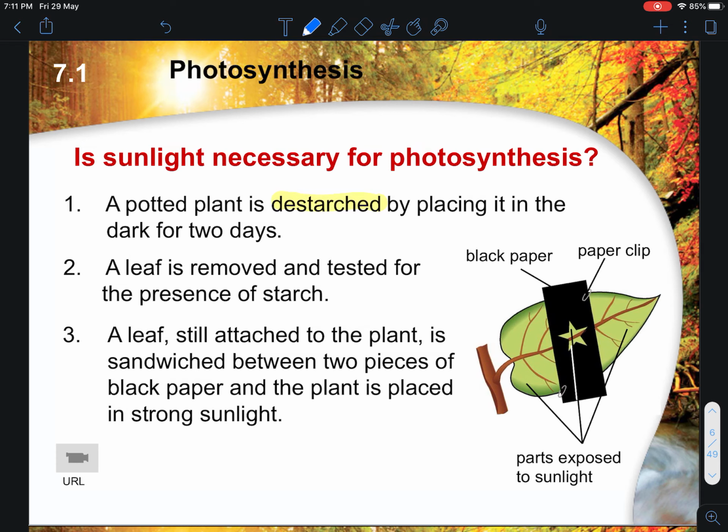The organelle that is required for photosynthesis to occur is the chloroplast. And within the chloroplast, you actually find the green pigment, which is chlorophyll. So these are the things that will be tested in the exam and you are required to know.